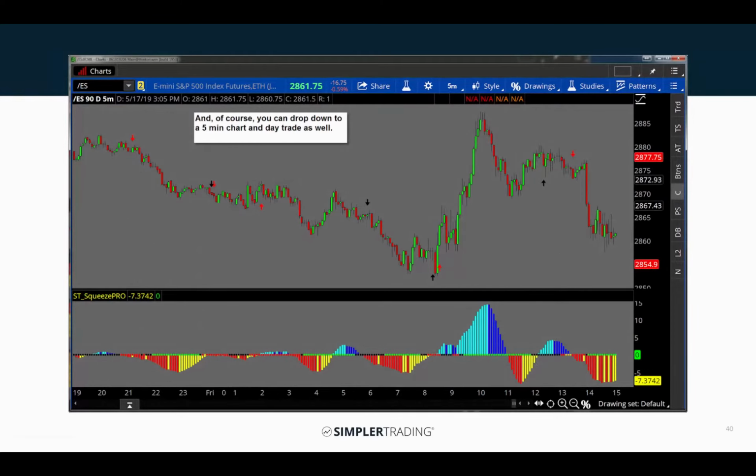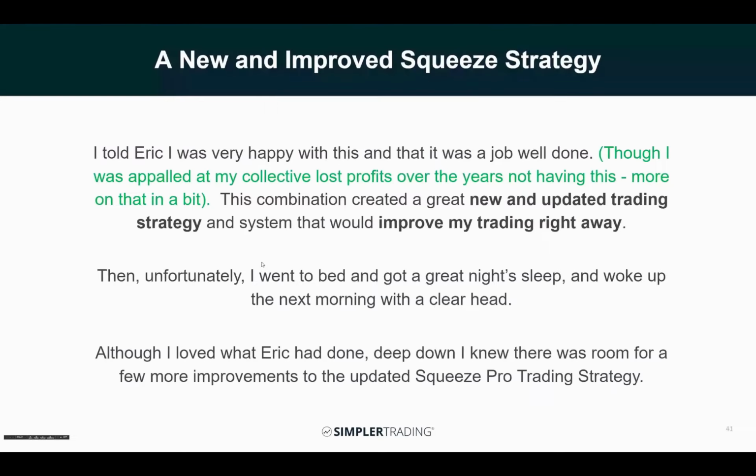Okay. So just again, 5-minute chart. We're doing a 5-minute chart on gold right now, but you can see, hey, 5-minute chart, 5-minute chart, bada boom, bada bing. So I told Eric I was very happy with this, and it was a job well done. Though I will say I did start doing some math, and I was appalled at my collective lost profits over the years and not having this. I'll talk more about that in a bit.